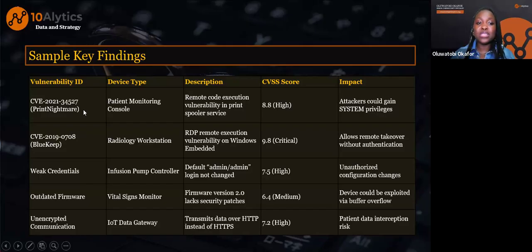So in the case of this PrintNightmare, which is found in the patient monitoring console, attackers can use this to become the owners of the environment, that is system privileges, become system admins. You also have the BlueKeep, which comes into the radiology workstation, which is considered very critical because attackers can come into your space from anywhere in the world, which is basically what a remote takeover is. But that makes it worse because they don't even need to sign in to gain access. They don't need to be authenticated. They don't need to have any login details to come in with this kind of vulnerability.